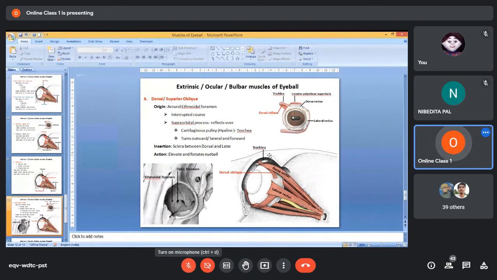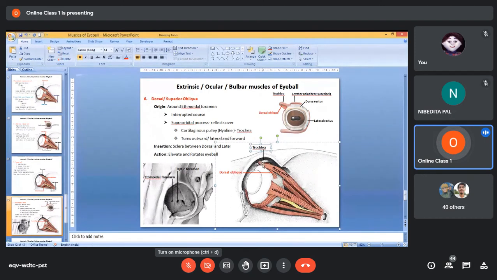Okay, so if you see here, this is the dorsal oblique muscle, this is the point of insertion. If you trace back here, you see here, this is the point of reflection. That means you have a hyaline cartilage, and that hyaline cartilage is called the trochlea. So this trochlea is around the supraorbital process. Okay, now the origin will be somewhere here. This is the optic foramen, so the ethmoidal foramen will be somewhere here. From here it will arise and it will go forward this way, not seen here. Then here around the trochlea it will reflect.